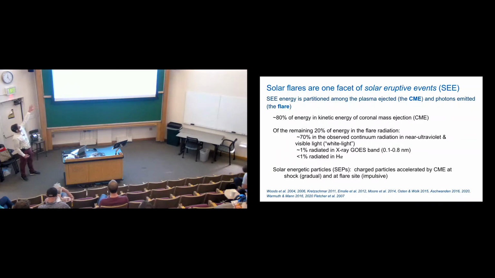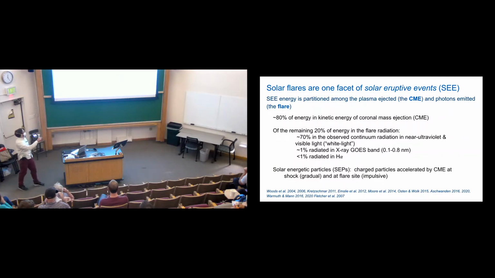80% of the solar eruptive event energy is in the kinetic energy of the coronal mass ejection, or CME. Of the remaining 20%, most of the radiative energy is in the continuum from the near ultraviolet, optical, extending into the near IR, what we call the white light continuum radiation. It goes by many names used in different contexts, but that's what we call it. Actually, in the X-rays, about 1% is emitted, though that's what you typically hear about in terms of a solar flare, the GOES classification, which I'll talk about in a second. In any given spectral line, less than 1% is emitted.